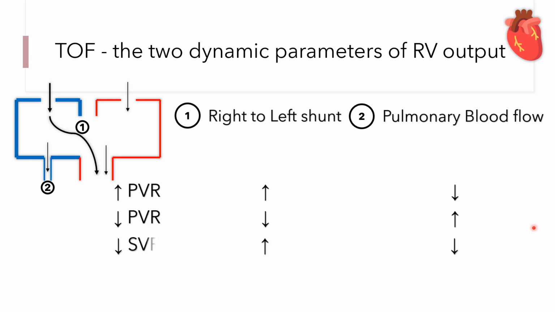Similarly, if there is decreased systemic vascular resistance, this is very important to understand, as this is a biventricular aorta, where the right ventricle is pumping simultaneously into the pulmonary circulation and systemic circulation. If the systemic vascular resistance is less, the right ventricle will find it very easy to pump into the systemic circulation. That means the right to left shunt will increase and the pulmonary blood flow will decrease. This is represented here. The less the systemic vascular resistance, the more the right to left shunt and the less the pulmonary blood flow, which will lead to increase in severity of cyanosis.